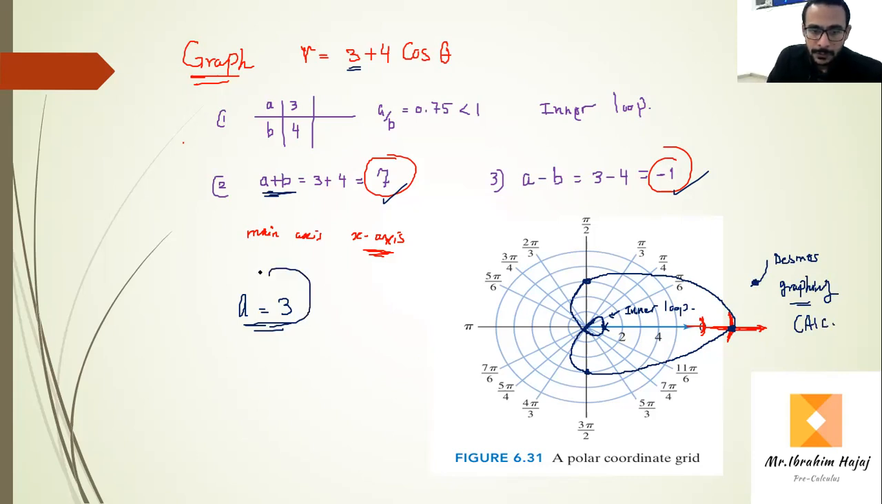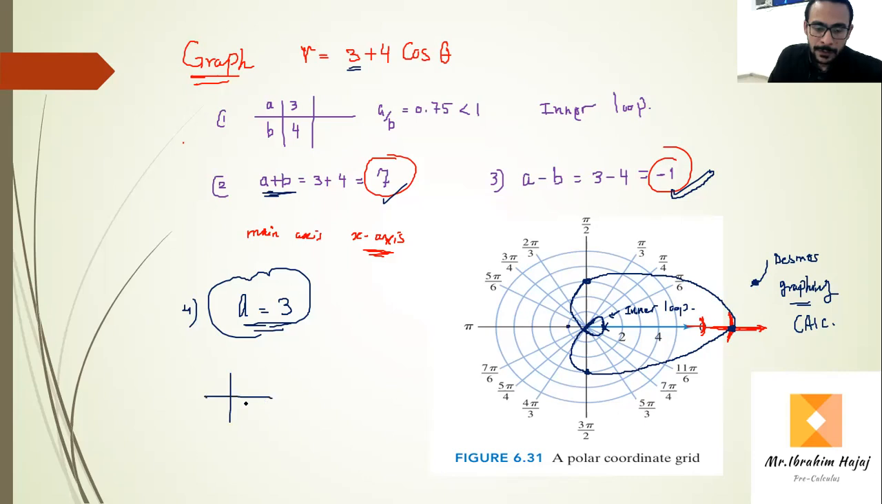Any questions? Yes, mister. Why is the value -1 and we put it as 1? Yeah, the answer is -1, and I said now it's an inner loop. The loop here should be inside the limaçon curve. If we have a loop, the loop would be outside. It's called the inner loop. It will be inside, because it's a -1 here. It's 1.